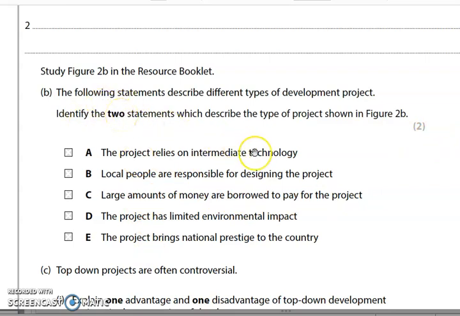Okay? And if you're not sure, then try and see which ones you can rule out. For example, local people are responsible for designing the project, but do you think local people would have the skills to design a big dam on that scale? So that one would probably be not. So then that limits your choices down again. So have a go at that now.